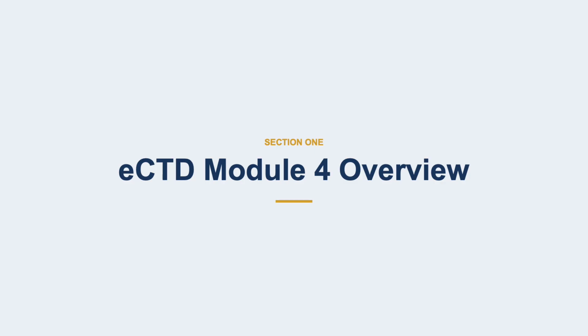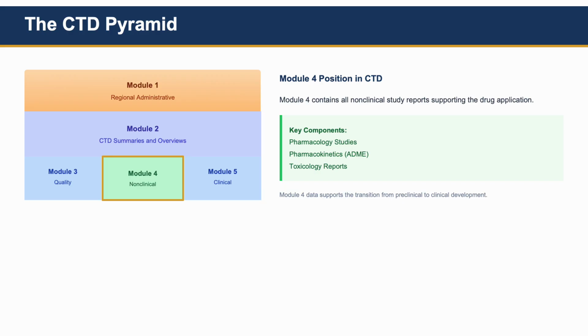Now let's begin our exploration of Module 4 with a high-level overview of its position within the common technical document structure. Understanding this context is important because Module 4 doesn't exist in isolation. It connects to and supports information contained in other modules, particularly the summaries in Module 2 and the clinical data in Module 5. The CTD pyramid illustrates how the 5 modules of a regulatory submission are organized.